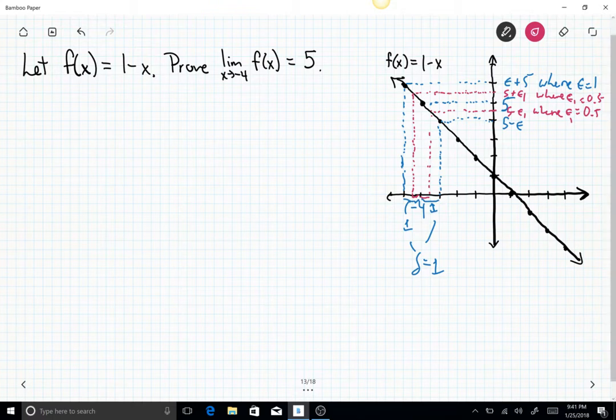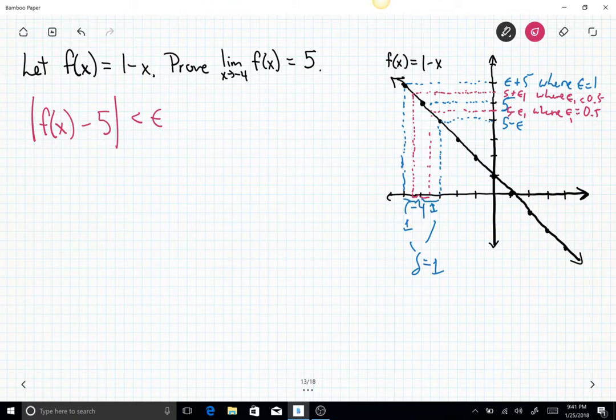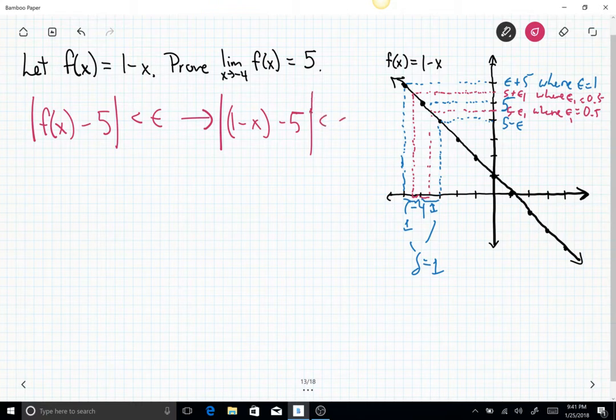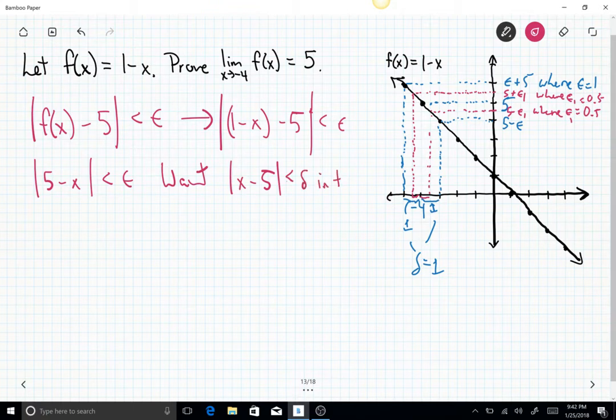So keeping that in mind, here's how we actually work with it. We want to start with the absolute value of f of x minus 5, and we want to assume that that's less than epsilon, and we want to try and find the delta. Then when we prove it, we actually go kind of backwards and just write it up. So f of x minus 5, that means that we have 1 minus x minus 5 is less than epsilon. So notice this becomes 5 minus x is less than epsilon. What we want is x minus 5 is less than delta, in terms of epsilon. So notice 5 minus x, the real trick here is multiply both sides by -1.